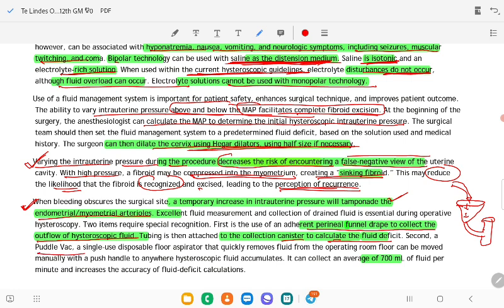Second, a pouch bag, a single-use disposable fluid aspirator that quickly removes the fluid from the operating room. It can be moved manually.